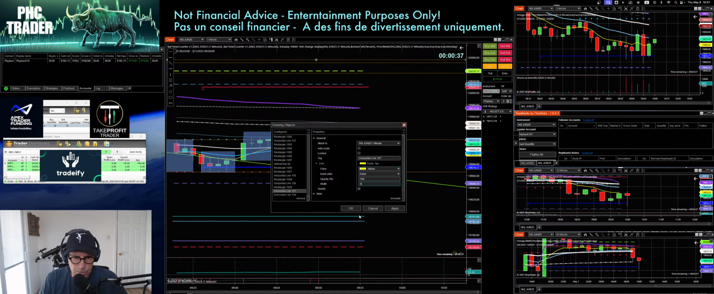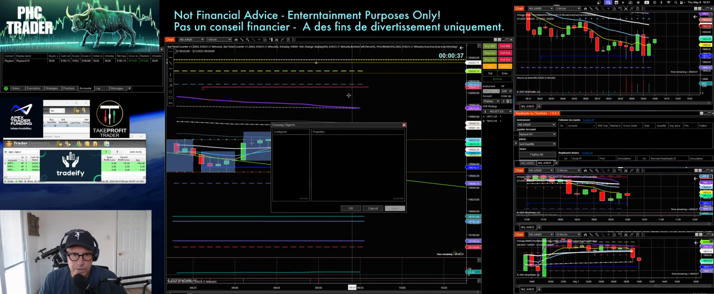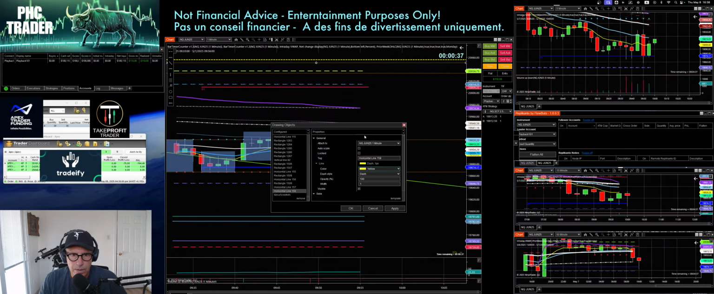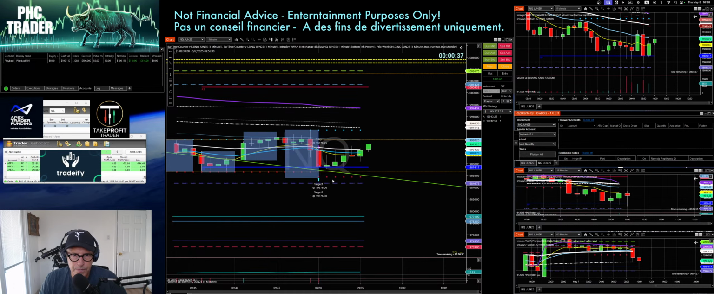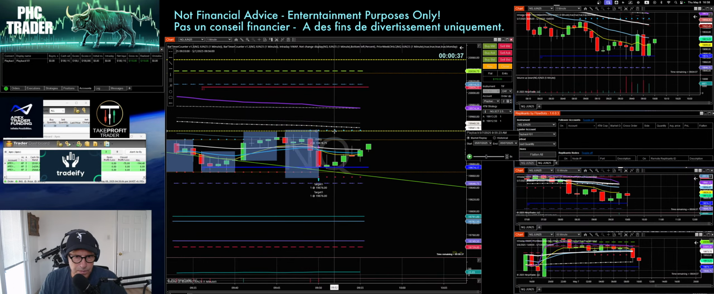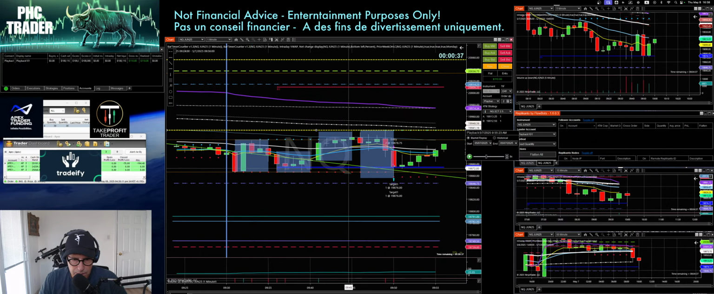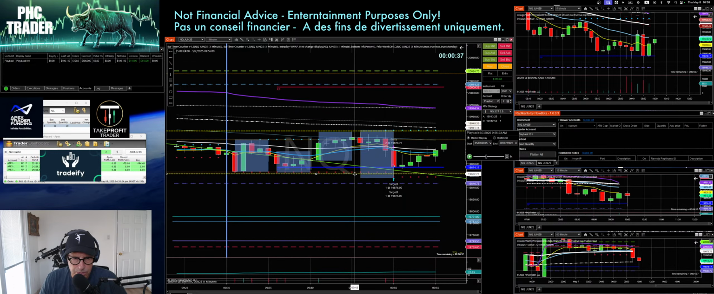Thickness 3, okay. I do the same with this one, I put it yellow, and I do thickness 3. And I take the first 15 minutes, we started here at 9:30, 9:45, the highest candle with the highest wick, the lowest candle with the lowest wick. That's going to be this line here, the lowest wick at 9:45. So that's my range here to there.